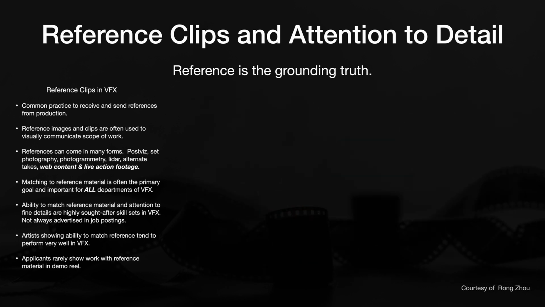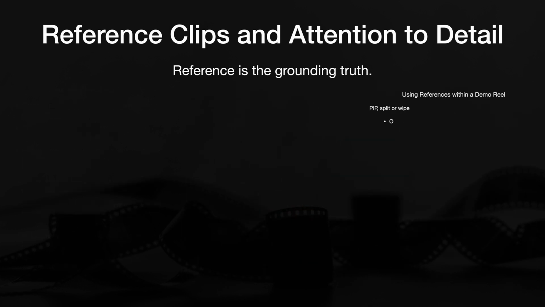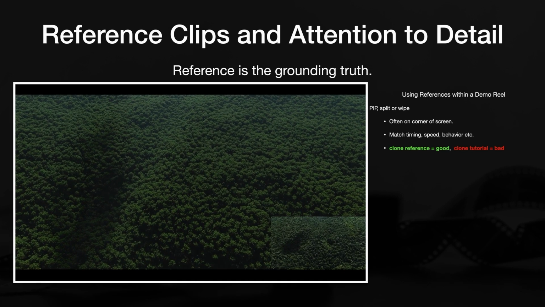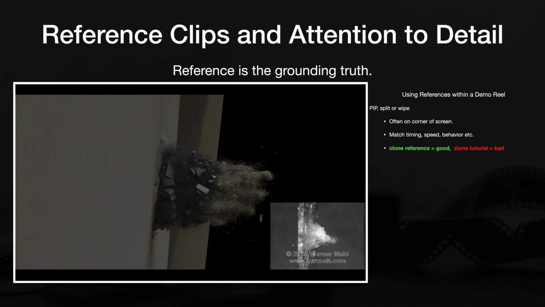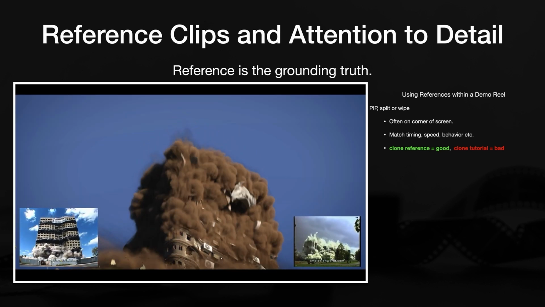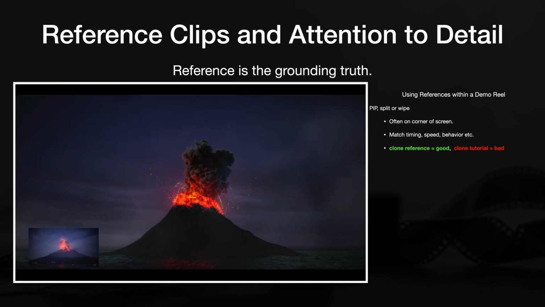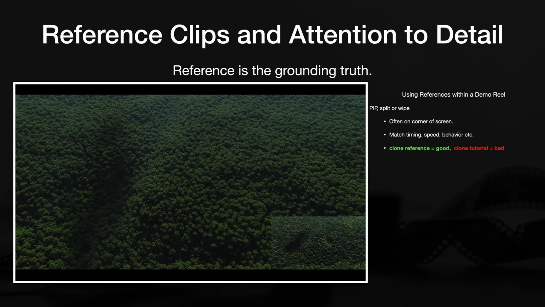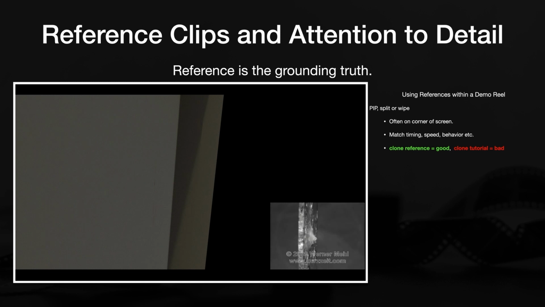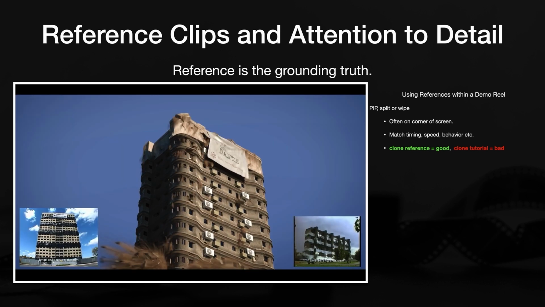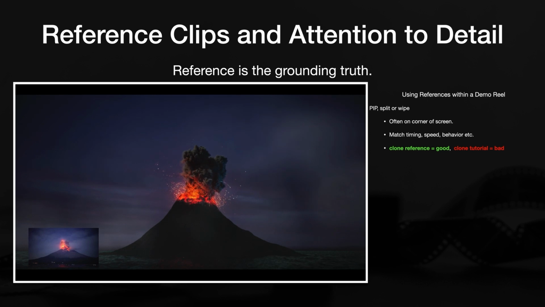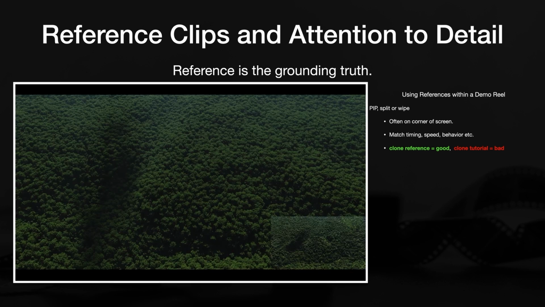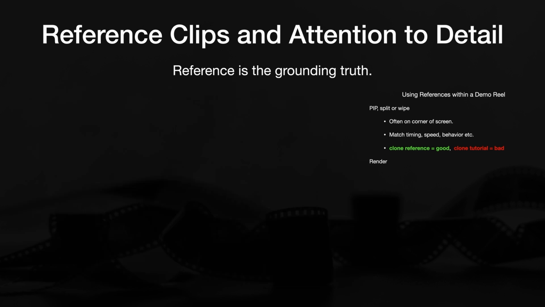So let's talk a little bit about that. If you want to include reference in your demo reel, it's fairly simple. Just put it at the corner of the screen, just like what you see here. Sometimes you have more than one, so split them up. And if you have even more, then cover the whole bottom part of the screen with your references. The whole goal here is to be able to match the reference exactly how it is, with timing, color, shape, behavior, speed. It really depends on the effect you're going for. And you definitely, once again, want to avoid cloning tutorials.